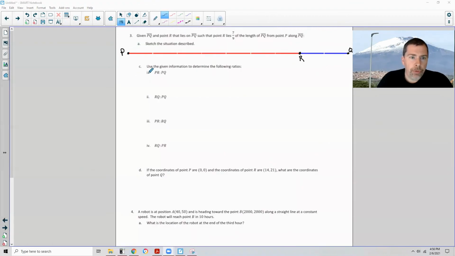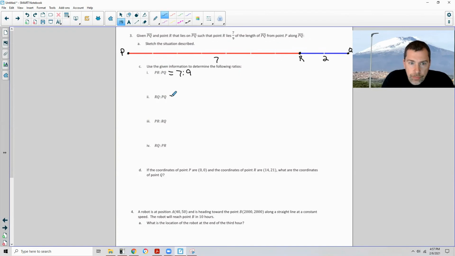Okay, page 2, number 3, I carried over to C. So I just brought this over so we could see it again. It says, use the given information to determine the following ratios. PR, well, that is 1, 2, 3, 4, 5, 6, 7 units. So let me put that 7 back there. And this is 2. And so PR is to PQ. Well, PQ is the 7 plus the 2 or 9. So the ratio of PR, 7, is to 9.